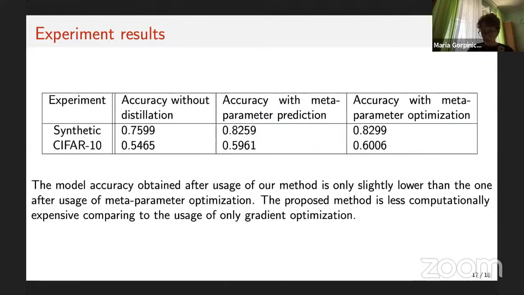As we can see from the experiments, the model accuracy obtained after usage of our method is only slightly lower than the one after usage of optimized metaparameters. However, this method is less computationally expensive compared to the usage of only gradient optimization.